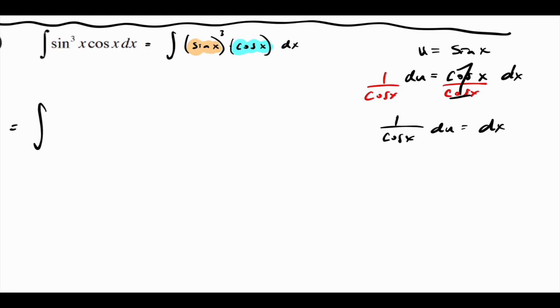Plug it in. So anywhere I see a sine of x, I'm going to put in a u. So it's going to be u to the third power times cosine of x times now dx. Now I'm going to plug in for dx. dx is 1 over cosine of x du.